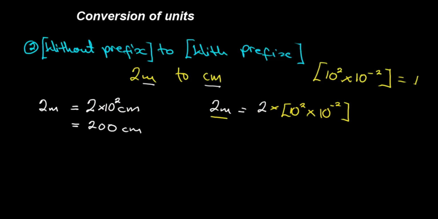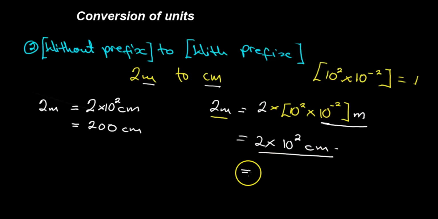Then I bring the unit. Remember that this was part of the task. We are converting to centimeter. So we are going to get 2 times 10 exponent 2. Instead of writing 10 exponent minus 2, I write my centimeter. I am done with my conversion. If you want to expand, then you expand and get your 200 centimeters. As simple as that. It's very, very simple.